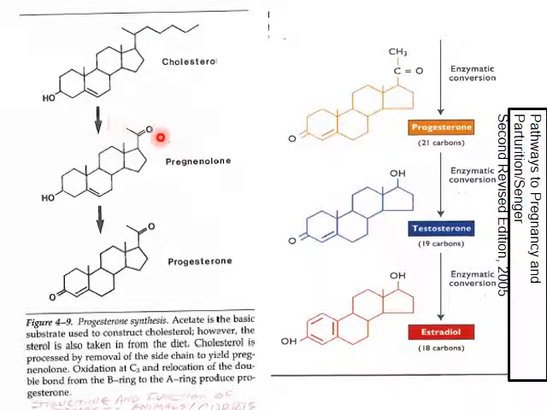We do a little clipping off the top end here. What are we doing here? We're changing this on this end. Changing this through here. So once we get to progesterone, we're at 21 carbons. We generate progesterone, 21 carbons. We do another enzymatic conversion. We generate testosterone at 19 carbons. We take one more carbon off, and we have estradiol, a member of the estrogen family. So we'll talk about steroids here in a minute.